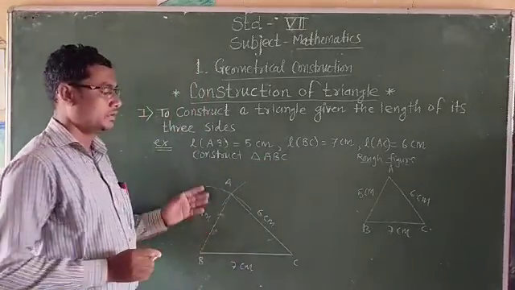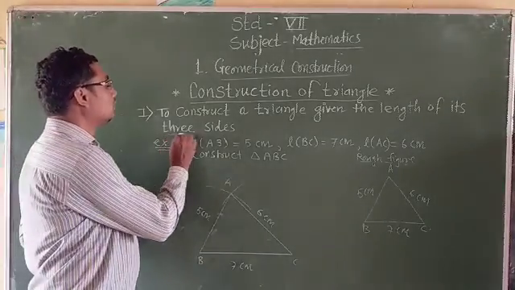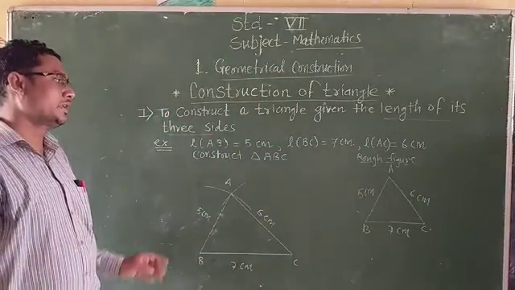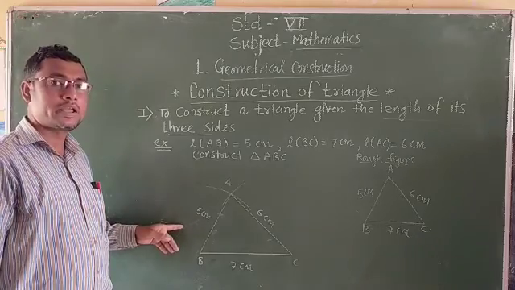So like that you have to construct a triangle when the lengths of the three sides of the triangle are given. Okay, then you have to construct the triangle in this way.